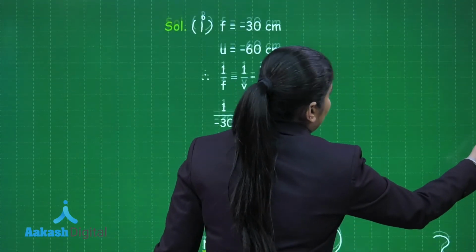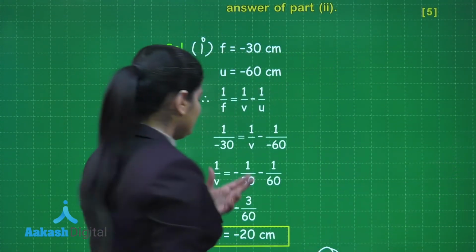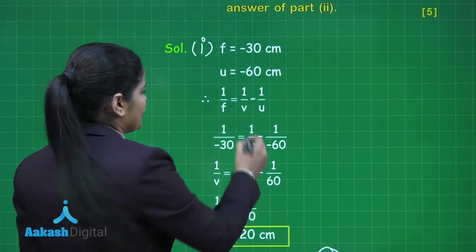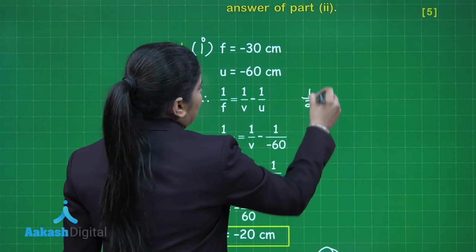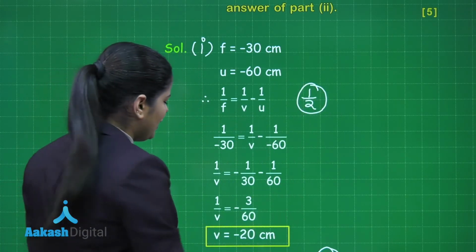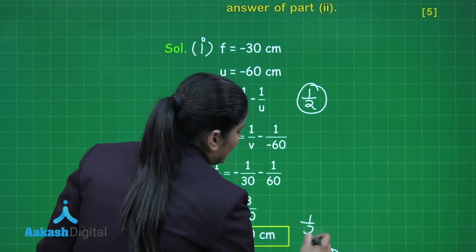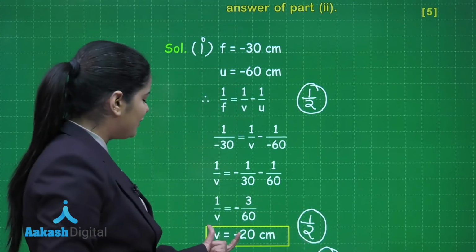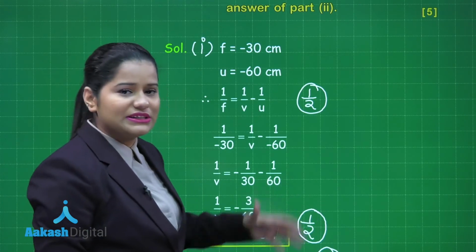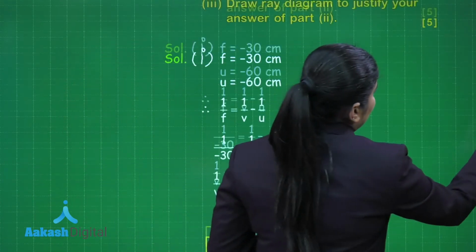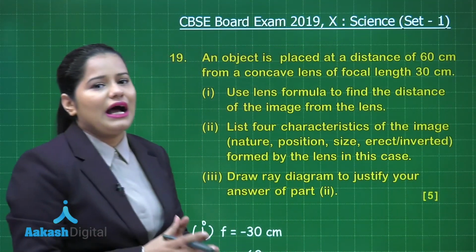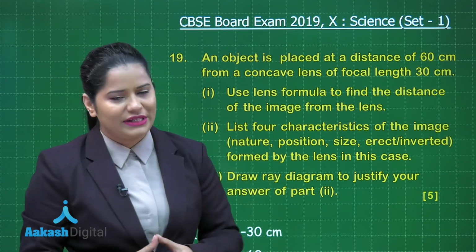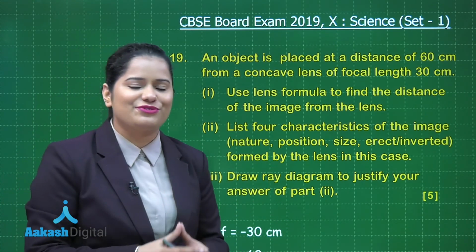Now you will be getting 1 mark for solving part 1 of the question. You will be getting half mark for writing this lens formula, and you will get the final half mark when you solve it and calculate the image distance. So this is how you are going to score 5 out of 5 for this particular question. I hope this solution of this question is very clear to you. Now let's move on to the discussion for the next question.